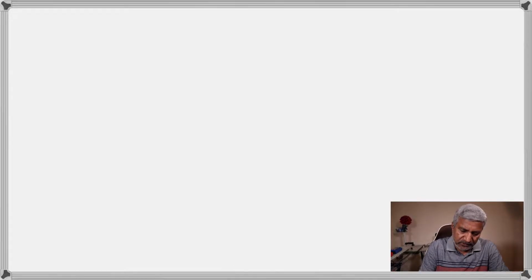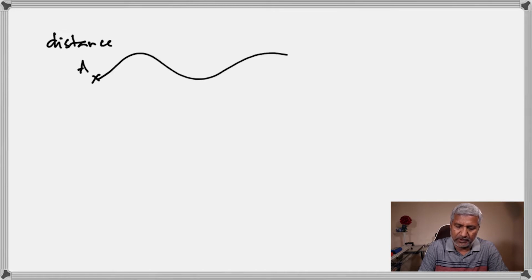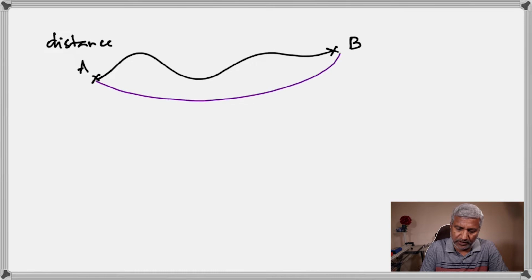First of all, you have to know what distance is. Basically, if you go from one point A to another point B, you can take different routes. So you can go along that path 1, you can go along another path 2, and the distances usually will not be the same.